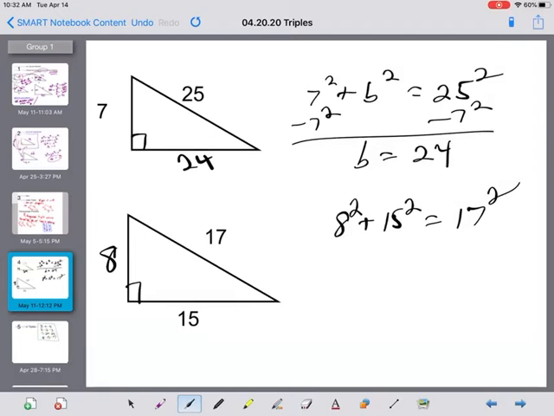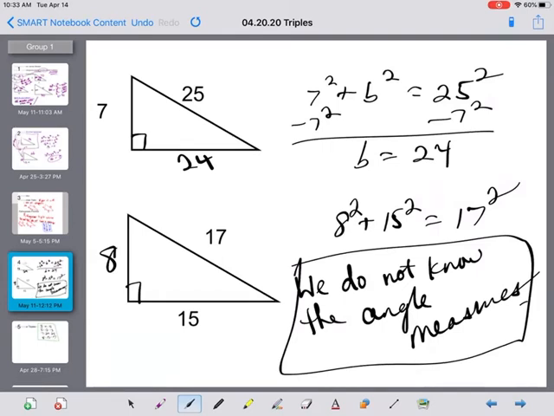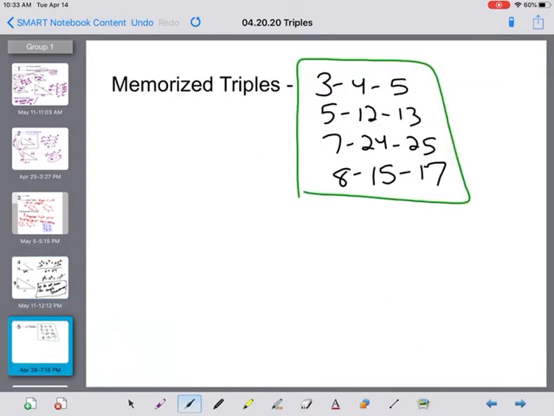You'll notice with all of these, we do not know the angle measures. So if you're told that an angle is 30 degrees or 60 degrees, you will not be using the triples to find the missing side, okay? This is reserved for when we do not know the angle measures. When we get to the trig unit, you will find a way to find the missing angles. So add this to your vocab list, memorized triples.